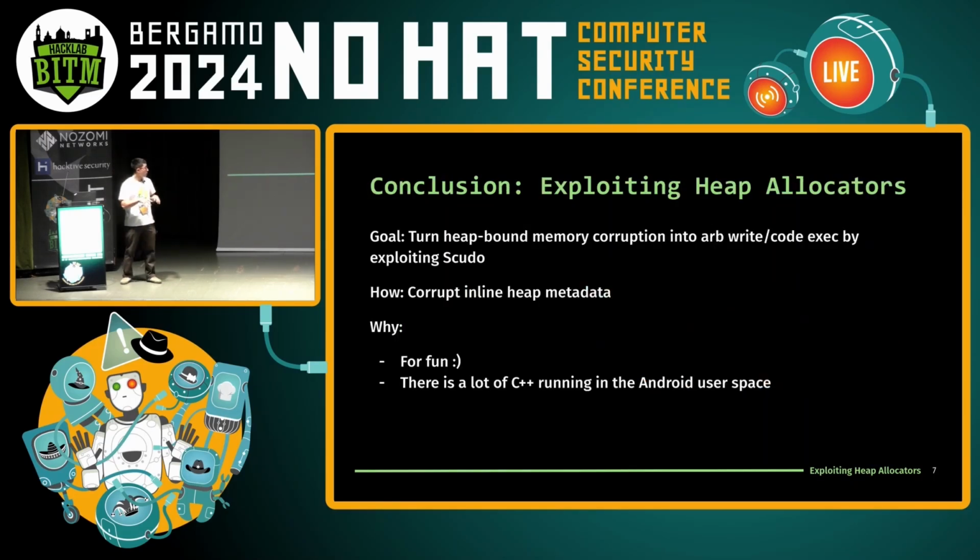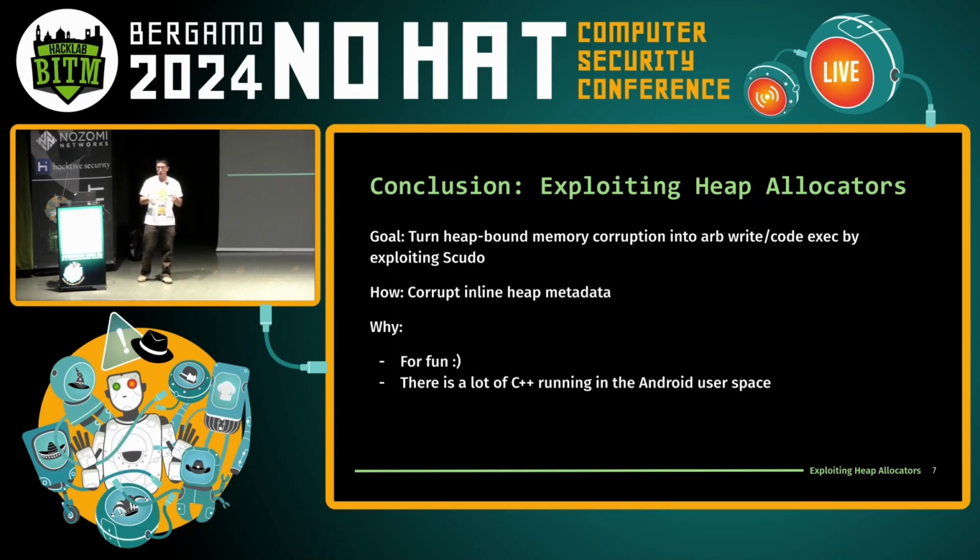Now, why do we want to do this? Obviously, because it's fun, but also because if you have a memory corruption vulnerability in a program that uses Scudo as an allocator, in order to assess the exploitability and figure out if this is an interesting bug or not, you need to have the whole toolbox available to you. And one piece of the toolbox on how to exploit a heap memory corruption vulnerability is exploiting the allocator itself, as opposed to application-specific data.